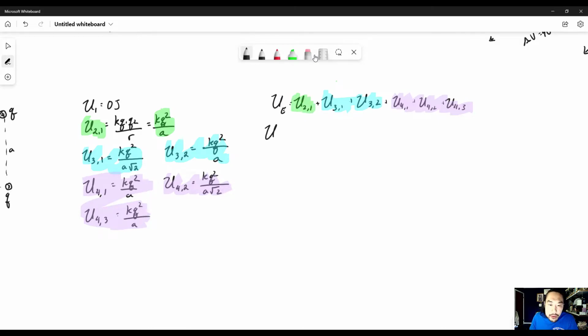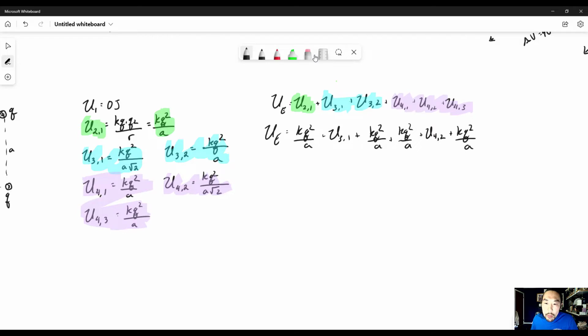So if I were to write it down, right now I'm mainly focusing on the ones that are not diagonal, and that's just going to make my math a little bit easier. The not diagonal ones are the ones without the square root. So we have KQ squared over A. U3 on 1 has that square root, so I'm just going to write it as U31, plus U32 is KQ squared over A. U41 is KQ squared over A. U42 has a square root in it, so I'm just going to leave it as U42. And U43 is KQ squared over A.